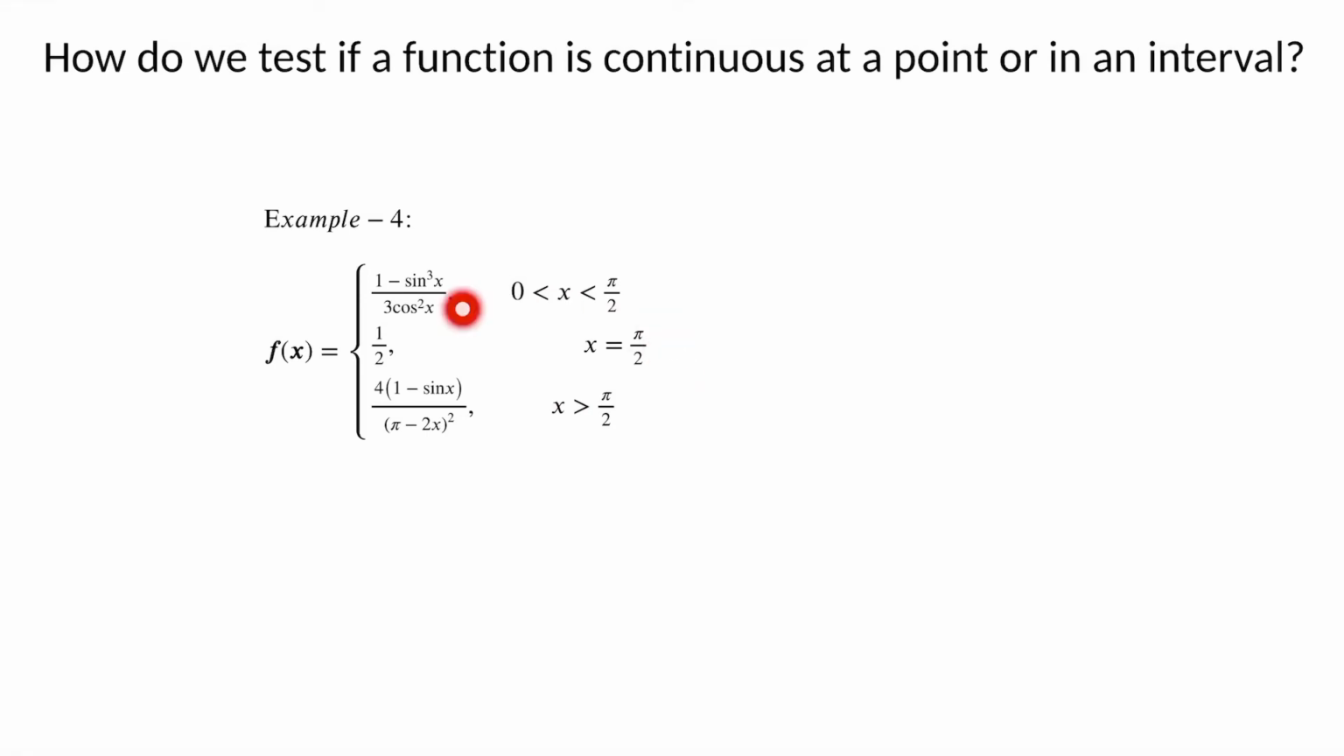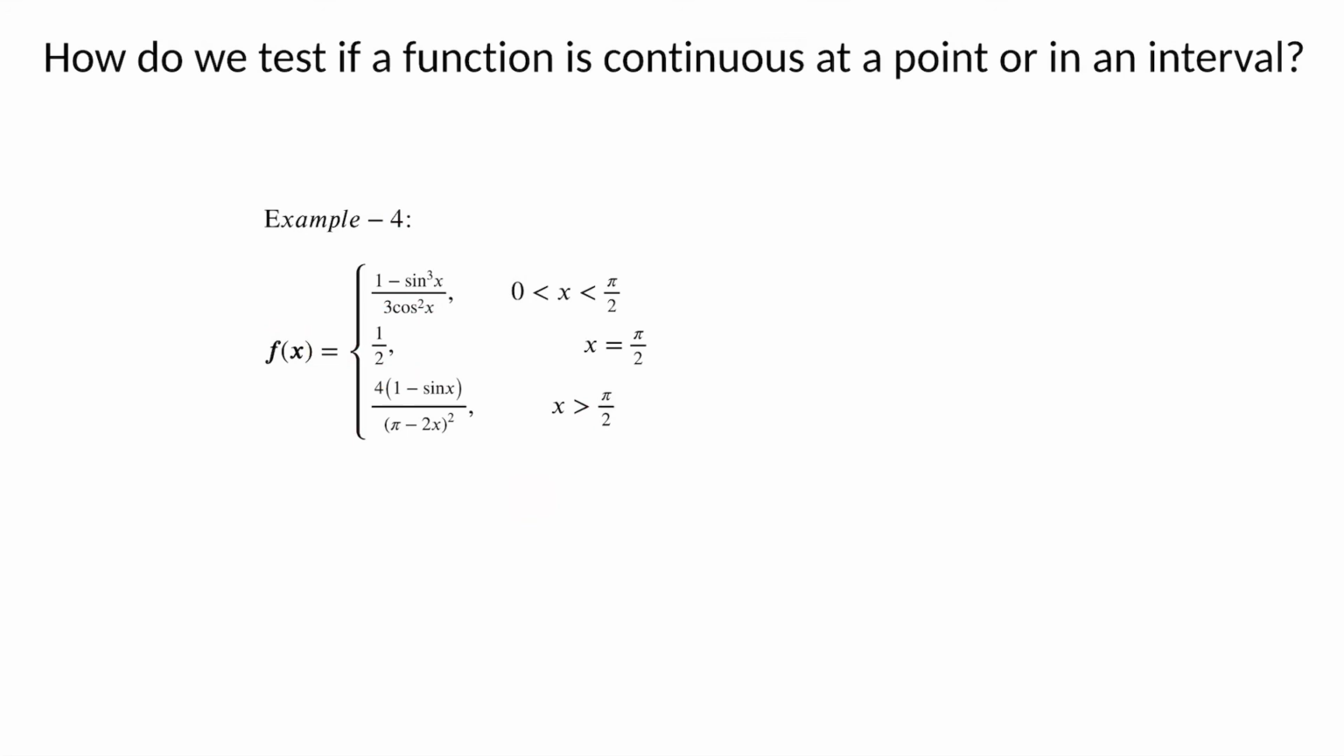Because while it takes a value of 1 by 2 at that value of x, we need to check whether its limit as we approach x equal to pi by 2 from the left hand side, which is the expression that it takes there, and the limit as we approach x equal to pi by 2 from the right hand side, which is when it takes this particular expression, do those two limits approach the same value that it takes at x equal to pi by 2, and that value is 1 by 2. If it does, then this function would be continuous, right? So we need to test for those limits.